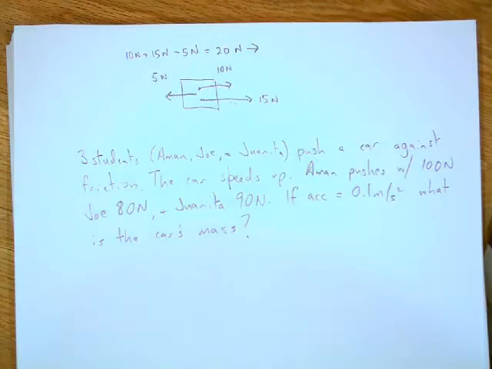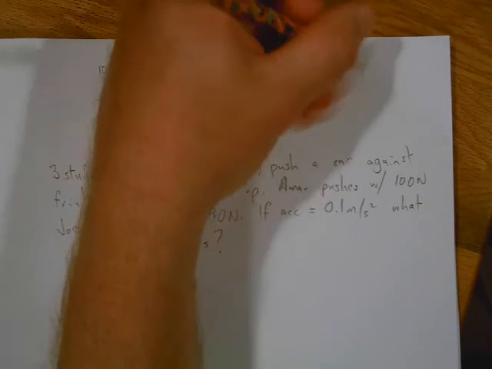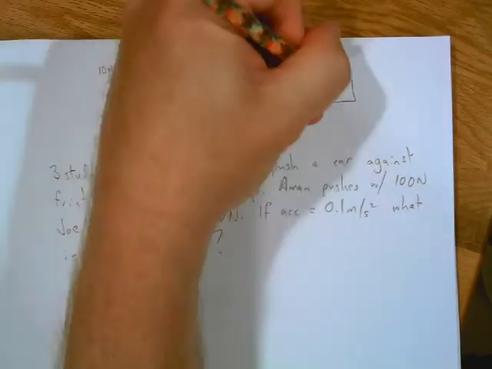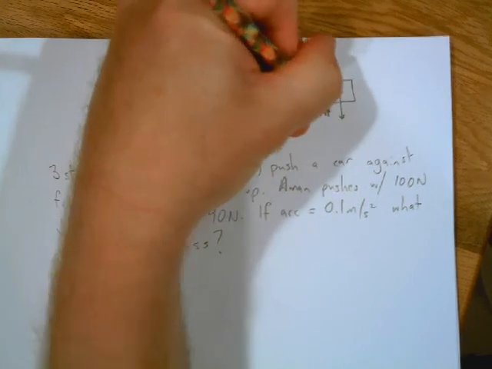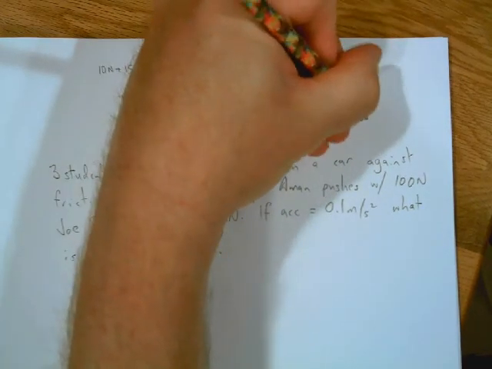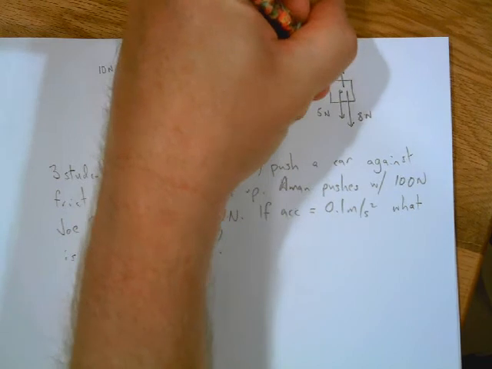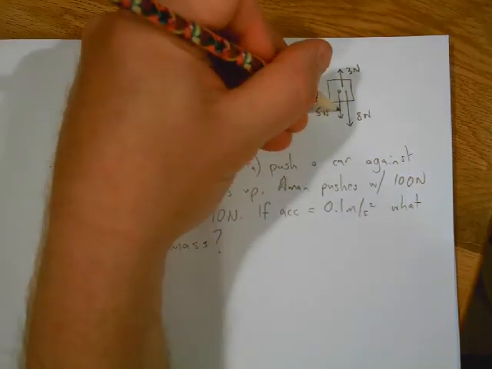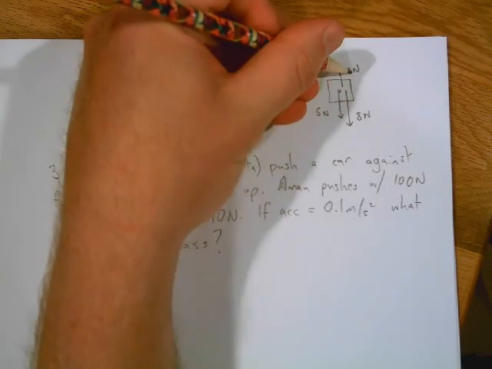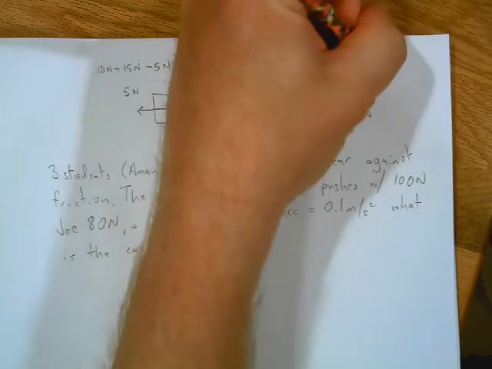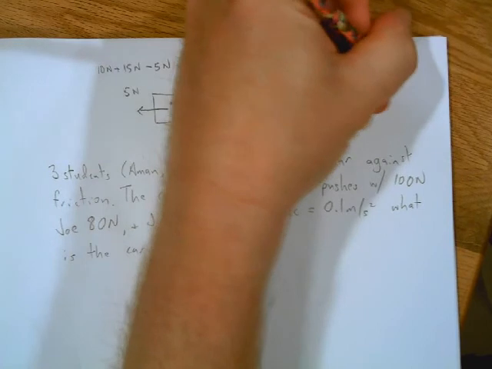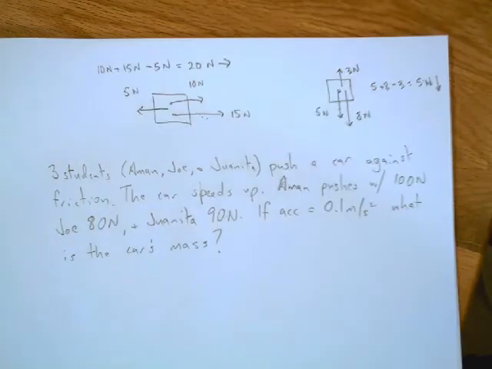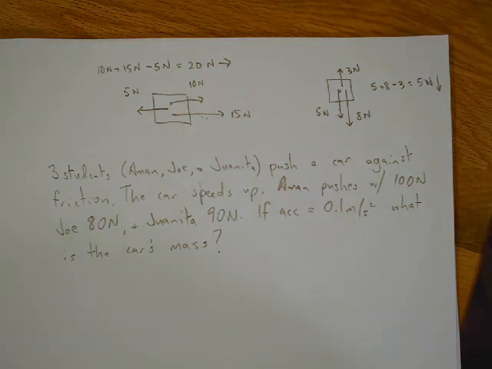Let's say you had an object with a 5 newton force down, an 8 newton force down, and a 3 newton force up. What would you do? It would be 5 plus 8 minus 3, and that would equal 5 newtons pointing down. It's that easy. Don't make it harder than that.